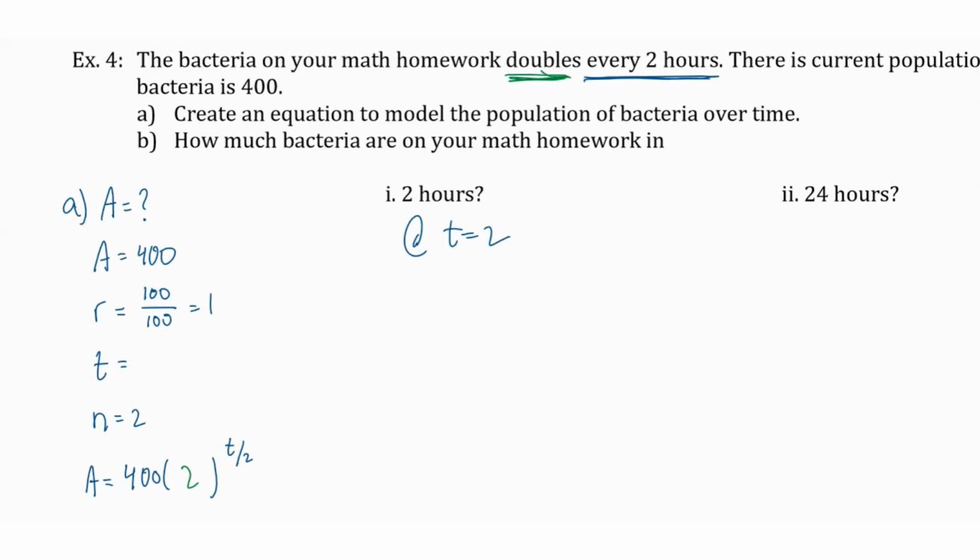Now think about this one. The bacteria doubles every 2 hours. And it's after 2 hours. So how much bacteria should we have? 800. It's doubled. This should figure that out for us. And I'm going to do this to the 2 divided by 2 is 1. So it's 2 to the 1. So it's 400 times 2 once. So it's going to be 800.